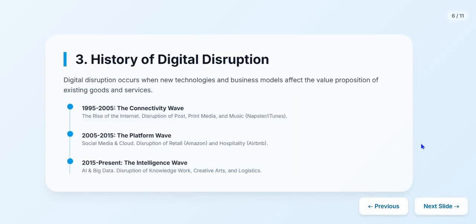Next, history of digital disruption. Disruption happens in waves. So we have moved from the connectivity wave of the 90s to the platform wave of the 2010s. Right now we are in the intelligence wave. Look at your workplace. Is your organization still trying to master the second wave of cloud and social? Or are you already preparing for the third wave of artificial intelligence? The history of tech shows that the wave moves faster every time.